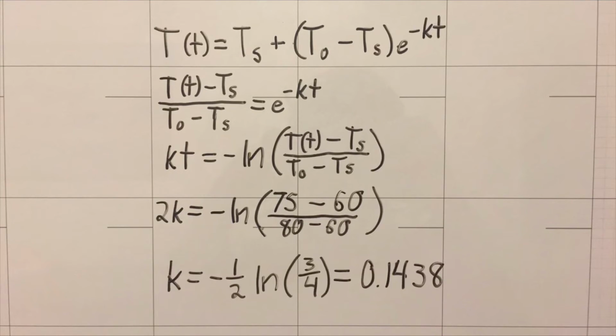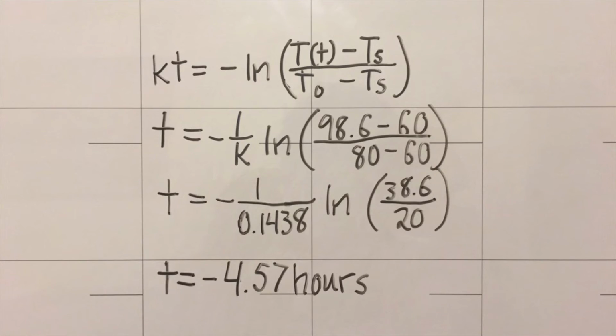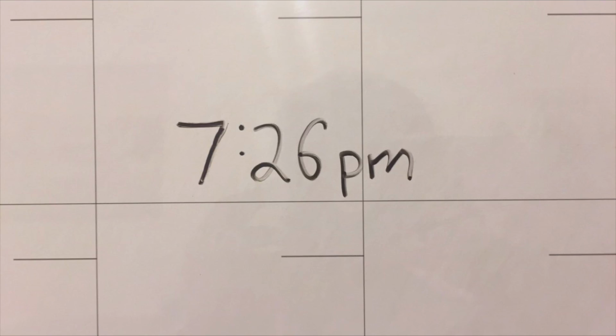Now we isolate K because we still need to know its value. We use the temperatures observed and use 2 hours for little t to get a heat transfer coefficient of 0.1438. Now we isolate little t and use our K constant, the average temperature of a human body, the first observed temperature of the corpse, and the temperature of the room, to finally get t equals negative 4.57 hours. 4.57 hours before midnight means the person was killed at around 7:26 p.m.